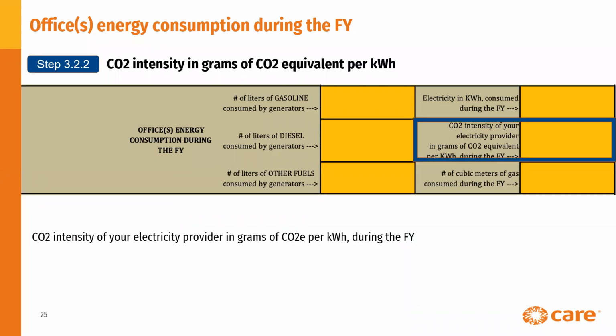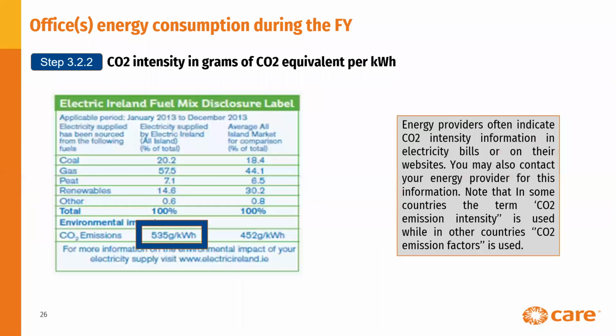Secondly, the CO2 intensity of your electricity provider in grams of CO2 equivalent per kilowatt hour during the fiscal year. Now, this data can be provided directly by your energy provider, which often indicates CO2 intensity information in their electricity bills or on their websites. You may also contact your energy provider for this information. This is shown here, for example, by Electric Ireland in their fuel mix disclosure label.